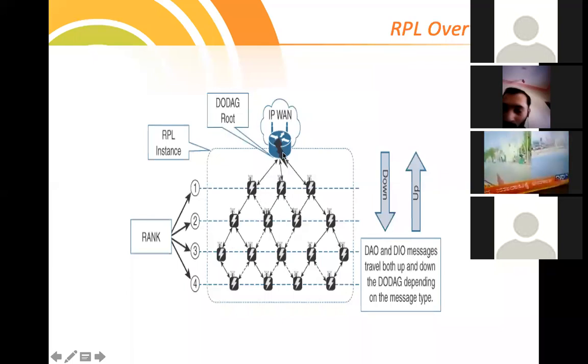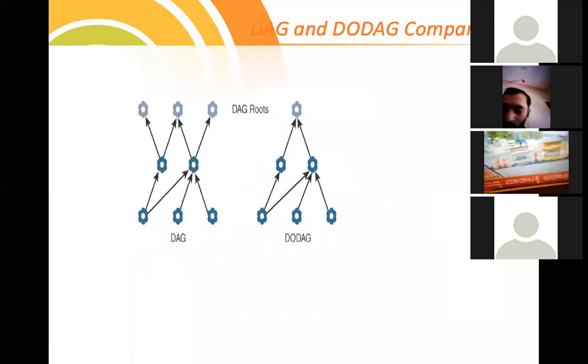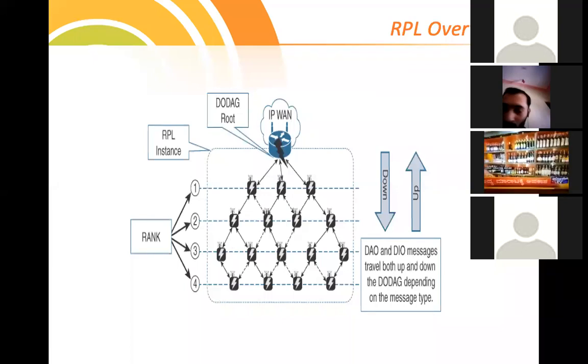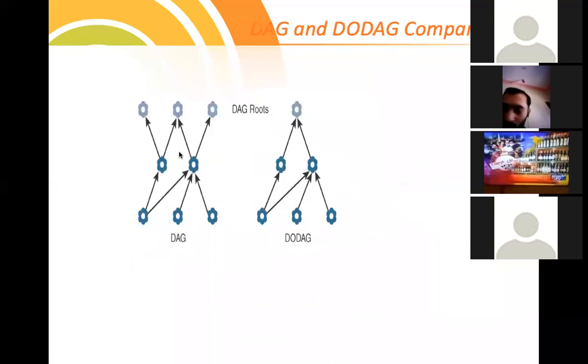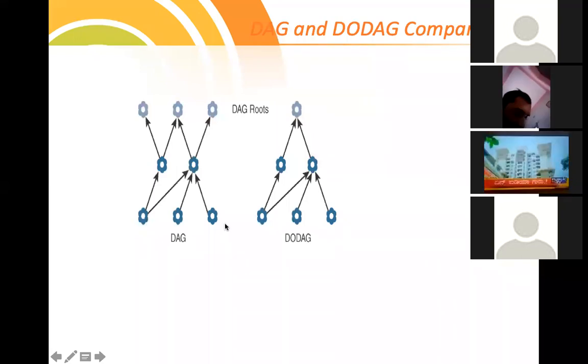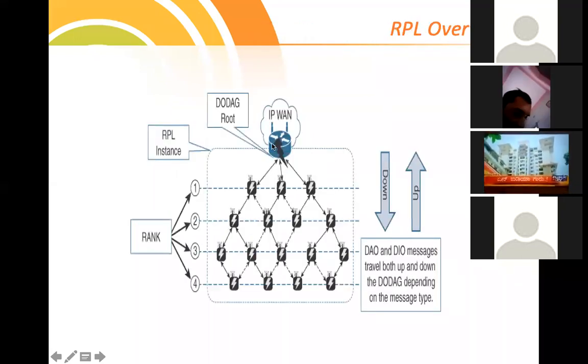With respect to comparison between DAG and DODAG, with respect to DAG, each individual node will maintain the routing table. With respect to DODAG, the router itself will maintain the routing table, both upward and downward link. Both the things it will maintain with the routing values.